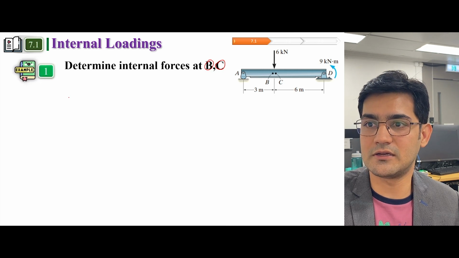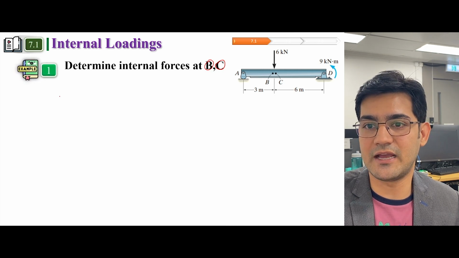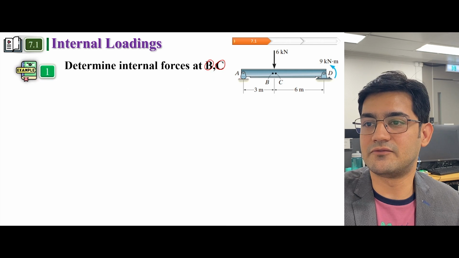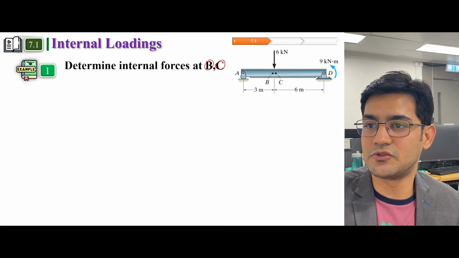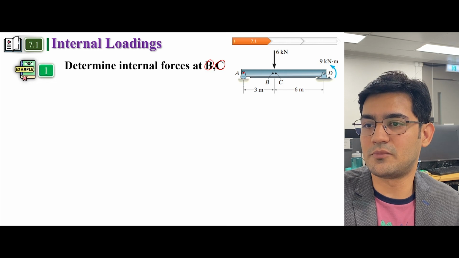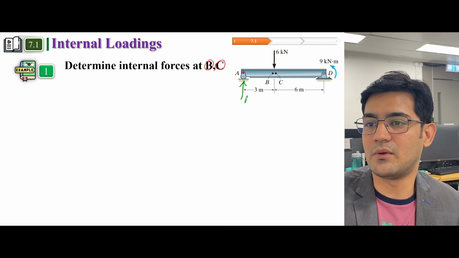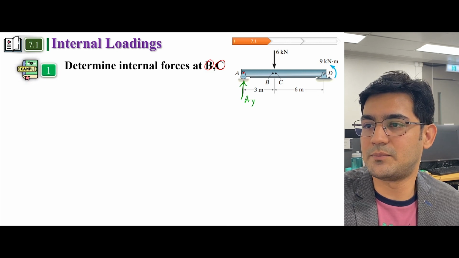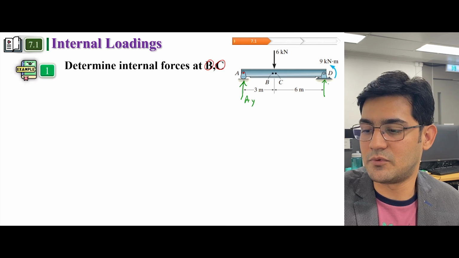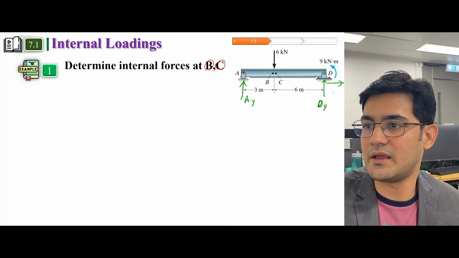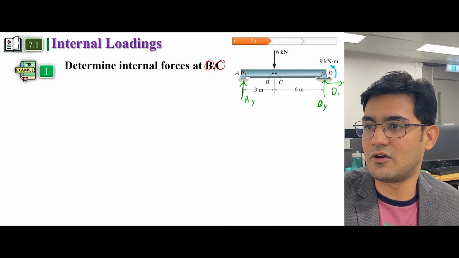Now before doing the method of section, first we have to find the reaction forces. Now this joint A is a roller support, so this roller support has one reaction vertically. I will call this AY. And this is a pin support, so a pin support has two reactions. I will put this and I will put this, and this is DY and this is DX.